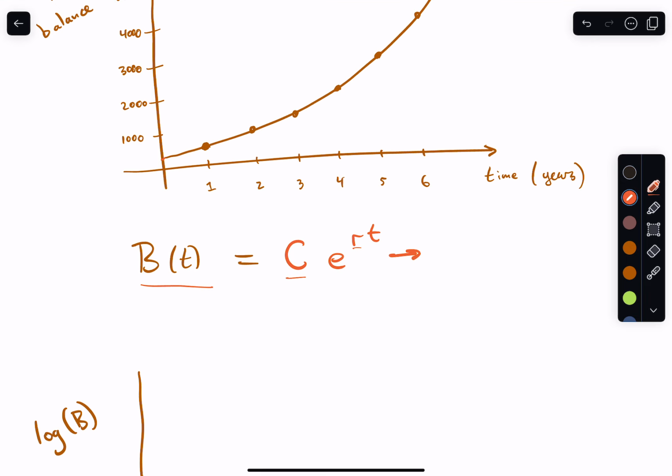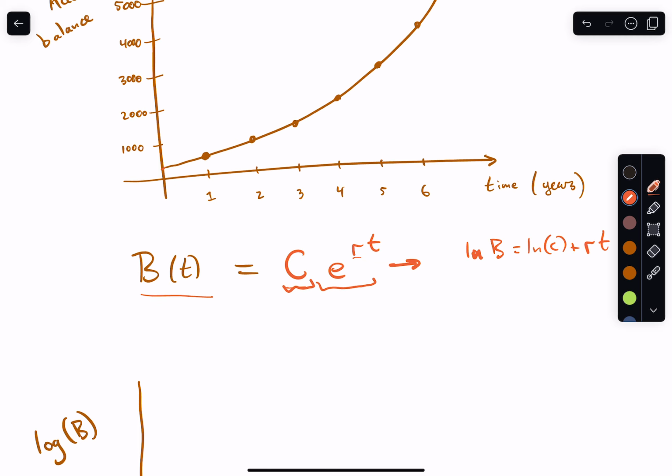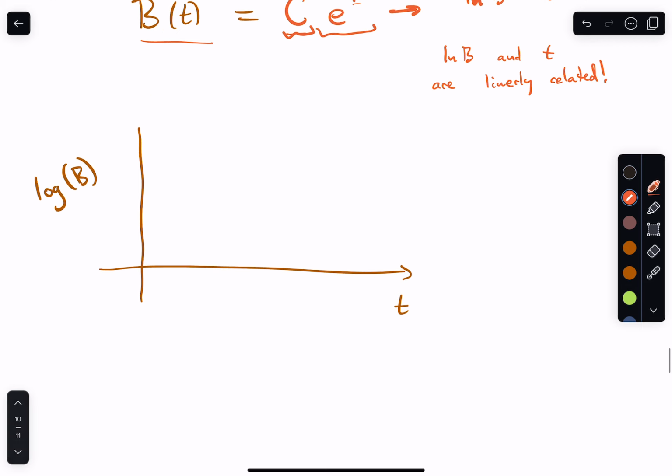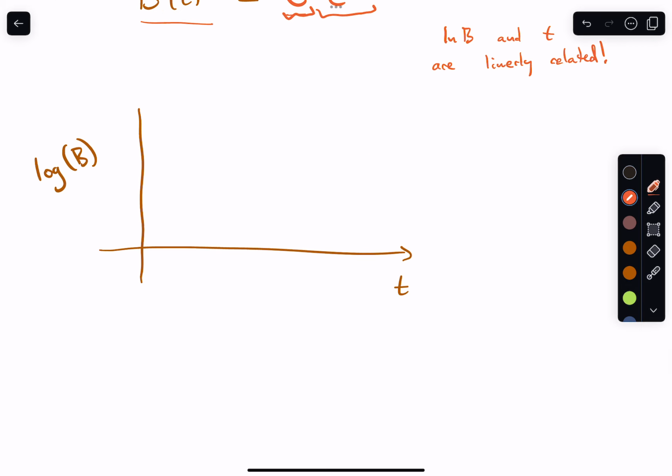If you take logs on both sides, you get natural log of b equals, now we have a product of two things, so that's the sum of the logs: natural log of c plus natural log of e to the RT, but that is just R times t. And so natural log of b and t are linearly related. And that means that on a graph showing t versus log b, you should see a straight line for this situation.